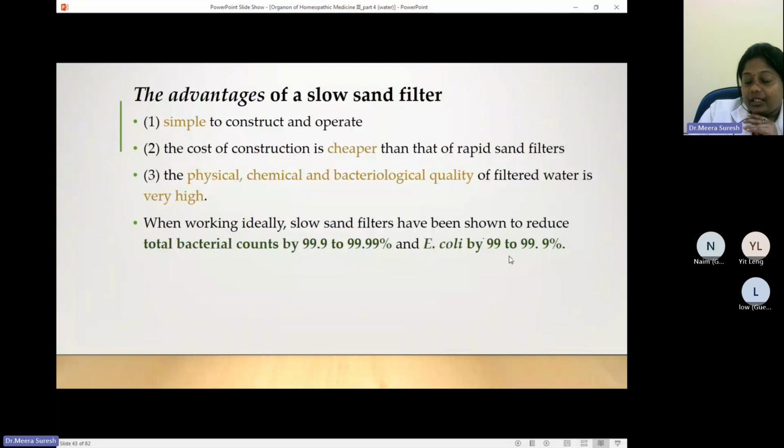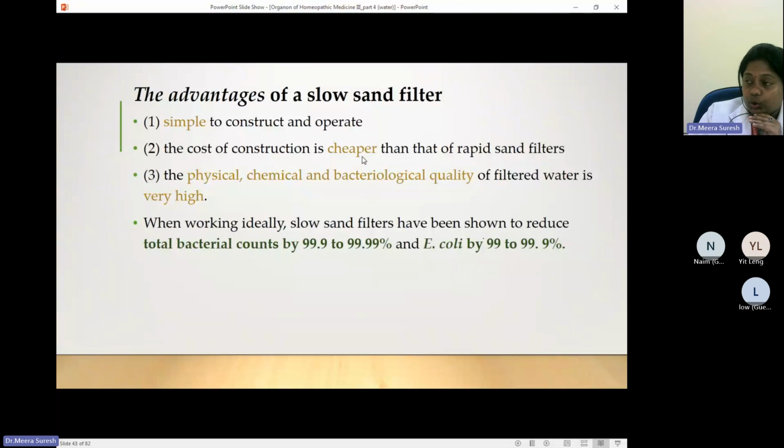And if it is E. coli, it will be reduced by 99 to 99.9 percent. So from those values itself you understand the importance of slow sand filter, and how effective it is to filter out safe and wholesome water, which has very few pathogenic organisms. It is simple and also very much cheaper.